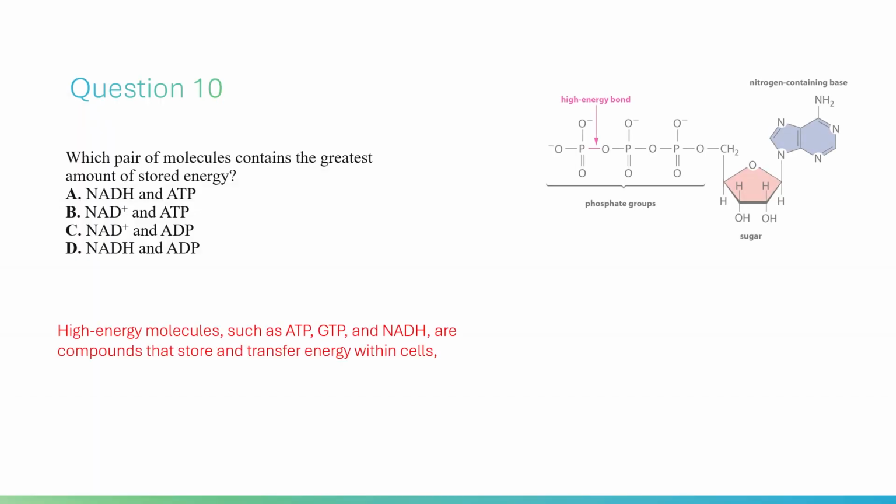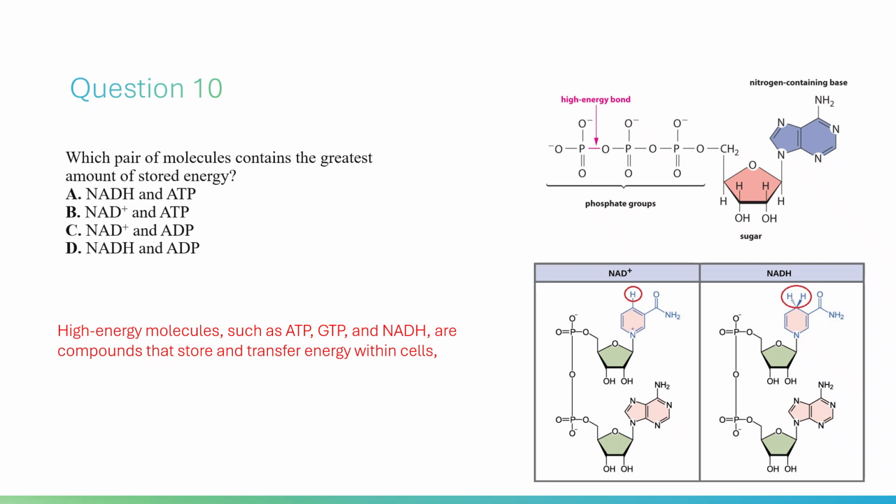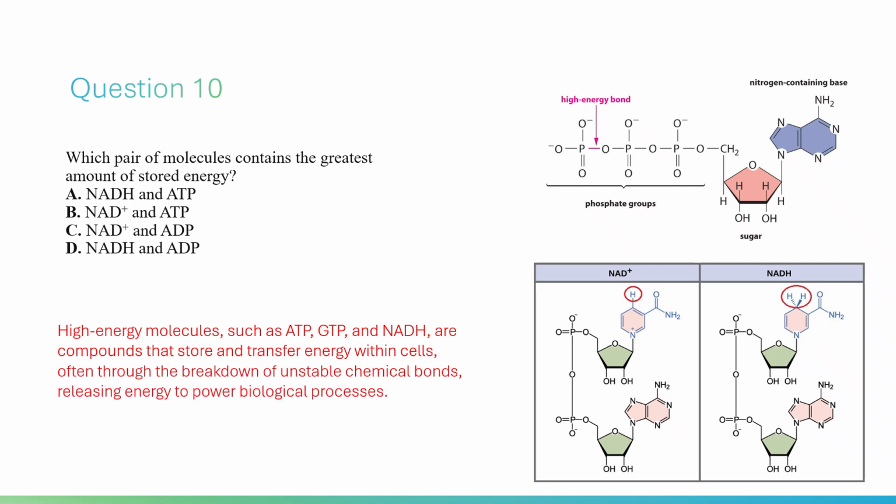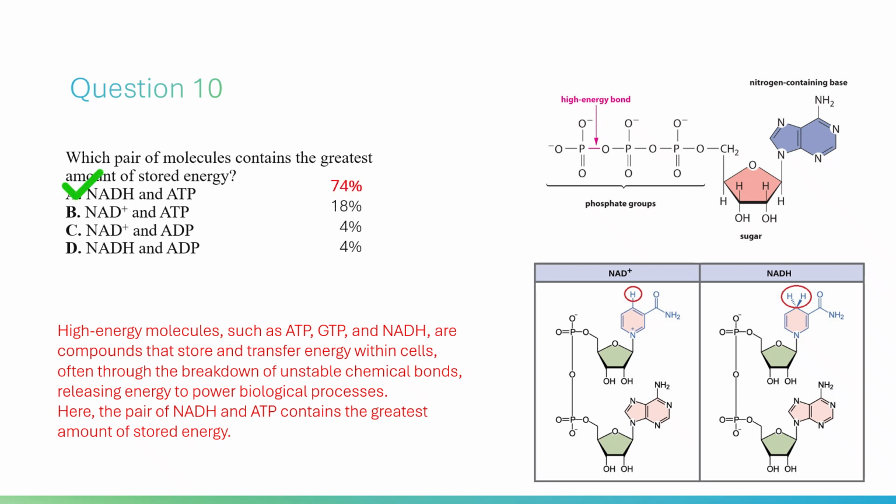High-energy molecules, such as ATP, GTP, and NADH, are compounds that store and transfer energy within cells, often through the breakdown of unstable chemical bonds, releasing energy to power biological processes. Here, the pair of NADH and ATP contains the greatest amount of stored energy.